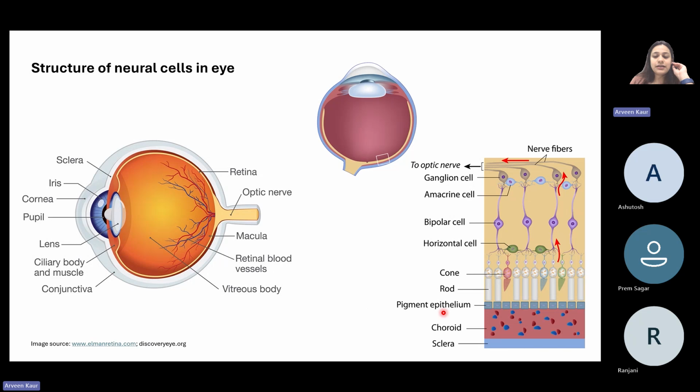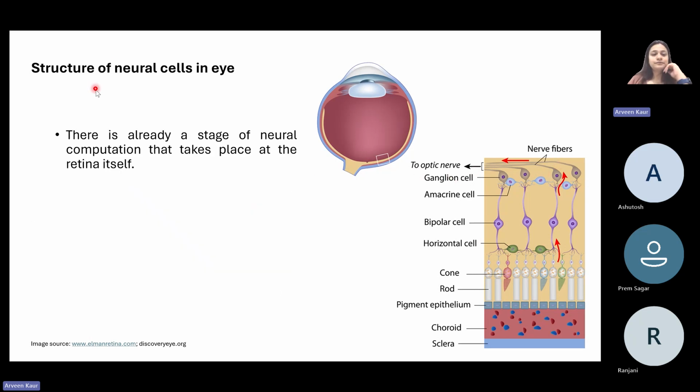So there are retinal pigment epithelium cells, there are rods and cones, there are horizontal cells, which are basically helping in connections between these rods and cones and also between these bipolar cells. Then there are the amacrine cells and the ganglion cells, which further leave the nerve fibers of these ganglion cells basically go and form the optic nerve, right? So there is already a stage of neural computation that takes place at the retina itself.